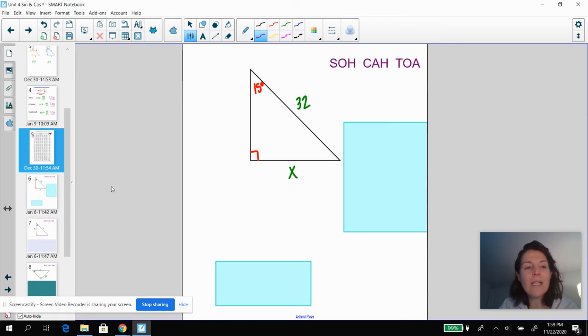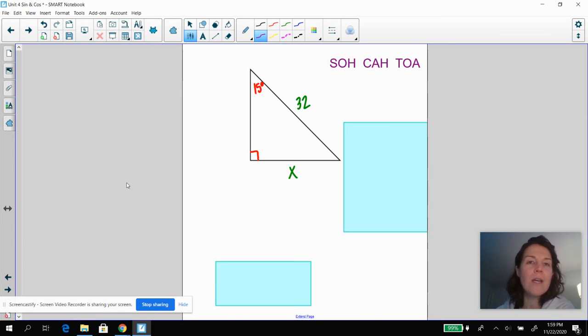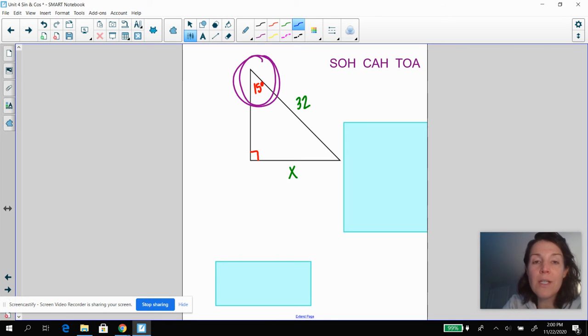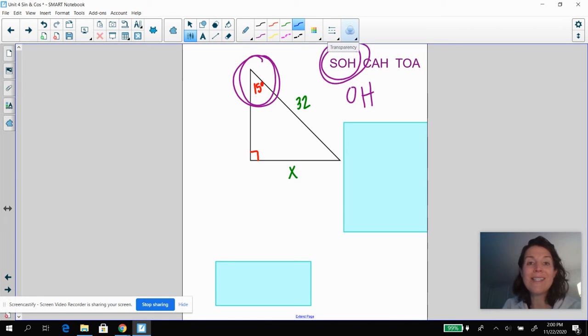All right, so let's take a peek at this one. I want you to pause the video and all I want you to do is figure out what ratio we would be using here. Okay, we're back. So hopefully you saw I've got 15 degrees right here. I've got the opposite side and the hypotenuse, which means I'm going to be using sine.